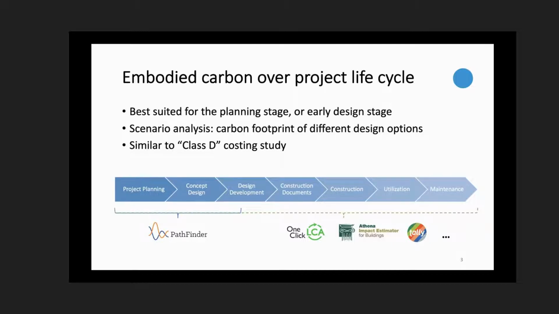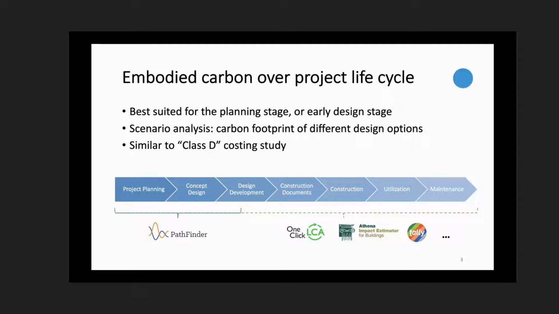It's most powerful at the earliest stages of the project, when you have an idea of the building that you want to be building and just a concept of design in mind, or you know what you want to be achieving and want to do a carbon budget for your project and figure out what is the embodied carbon footprint of your design. That's where PathFinder is most useful, and it does a good job in terms of scenario analysis.